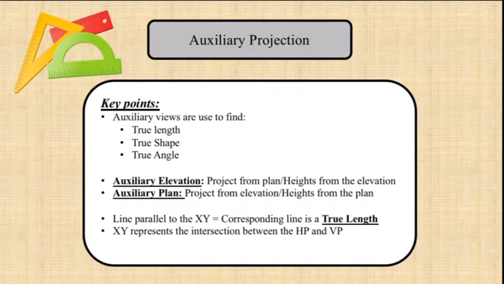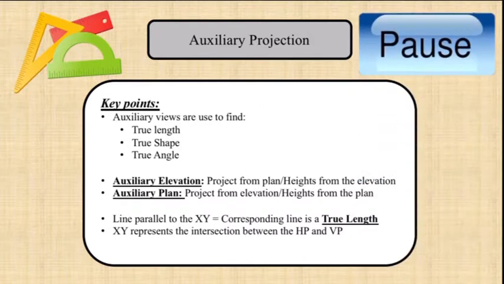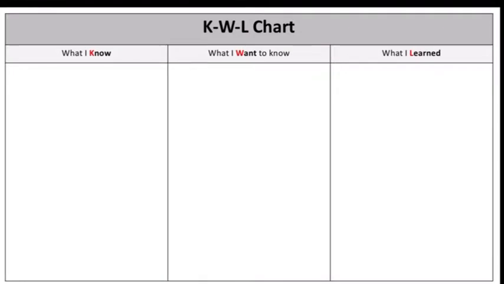So, this is a quick recap on first auxiliary projection. Individually, we will fill out the KWL chart, which will be reviewed at the end of the lesson. We will fill out the sections now of what we know and what we want to know, and then we will review at the end of the lesson what we have learned.